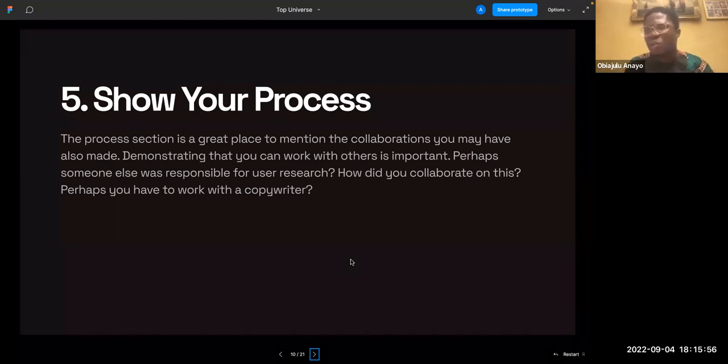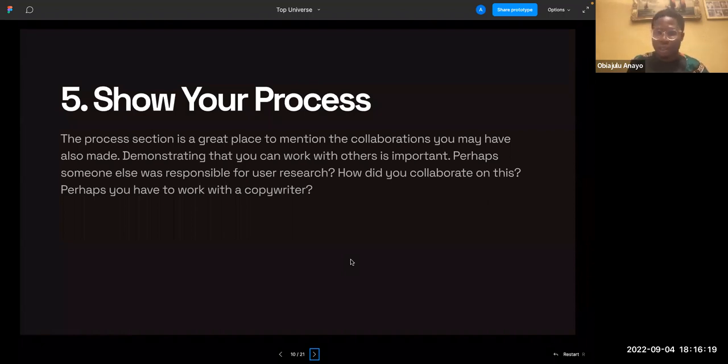So you need to mention things like the collaborations that you may have made during the project. Was there a copywriter responsible for the work? Did you do the research by yourself? Maybe all you were provided was a product requirement documentation or a feature requirement documentation, and then you did just a minor competitive analysis and moved to high fidelity design straight up, right? So you need to show us your process.